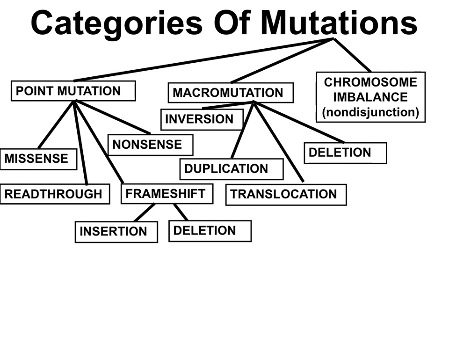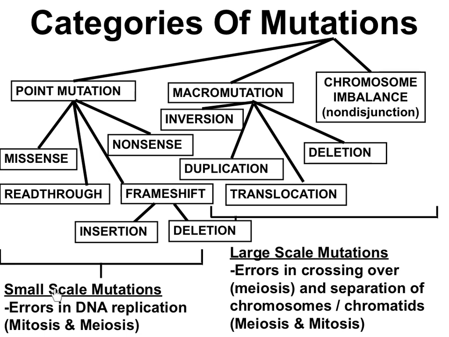We've talked about some types of mutation before. In our genetic unit, we covered chromosome imbalances and macromutations. The new information for this video is about point mutations. The types of point mutations we'll cover include missense, nonsense, read-through, and frameshift mutations as a result of nucleotide insertions or deletions. Point mutations are considered small-scale mutations.